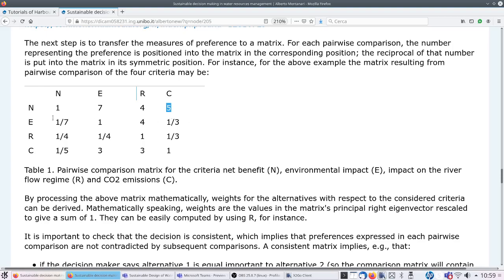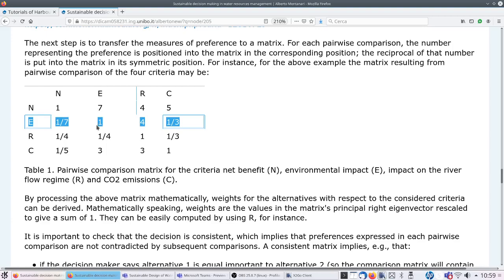from the first row. And then if I go to the second row, the user is asked to compare the environmental impact with respect to the net benefit, and the result is 1/7, because it's the symmetric of the 7 that was given there. Okay, here we are.